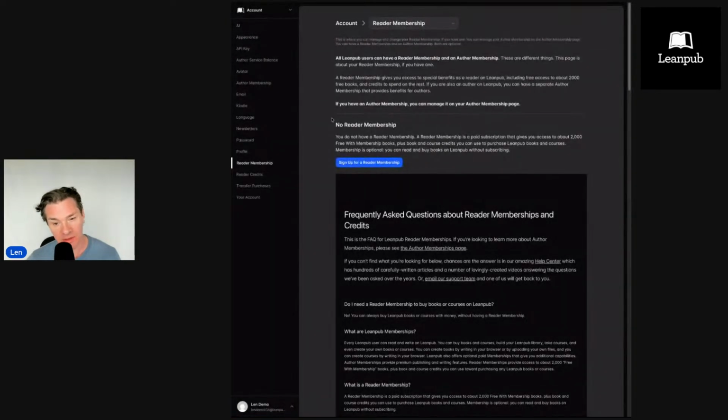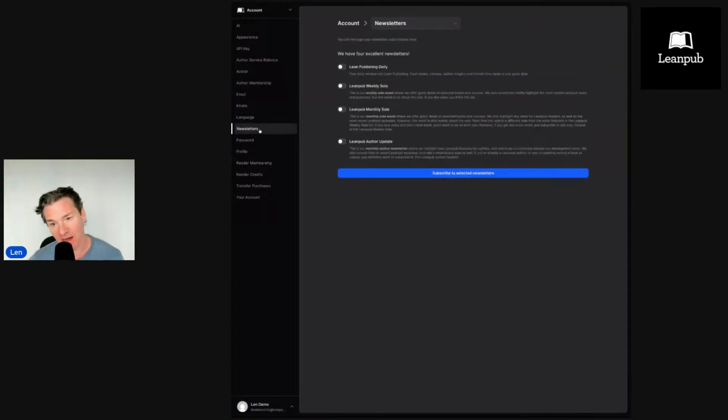So here we're encouraging people to sign up for reader memberships if they're Leanpub readers, which is really great. With the Leanpub reader membership, someone gets access to all the free with membership books. If you've published a free with membership book on Leanpub, then you get part of the royalty pool payments associated with that. Now, what's new here, I think, newsletters and password are also new sections. I highly recommend you sign up for our newsletters here.